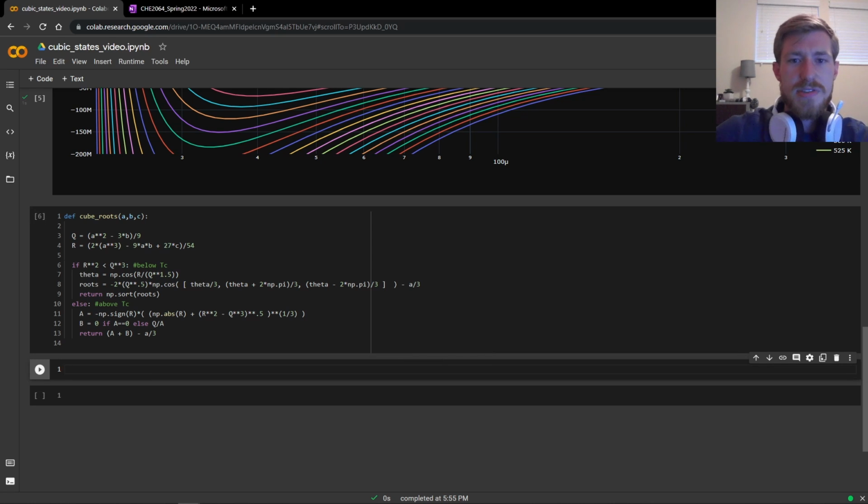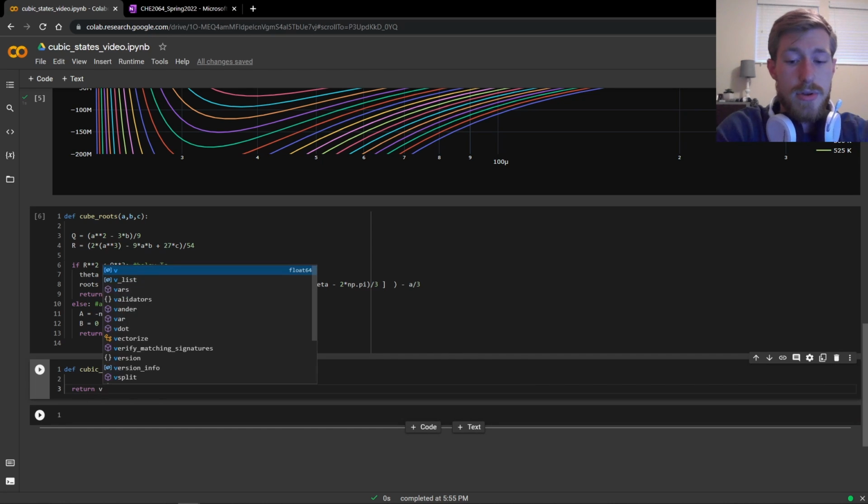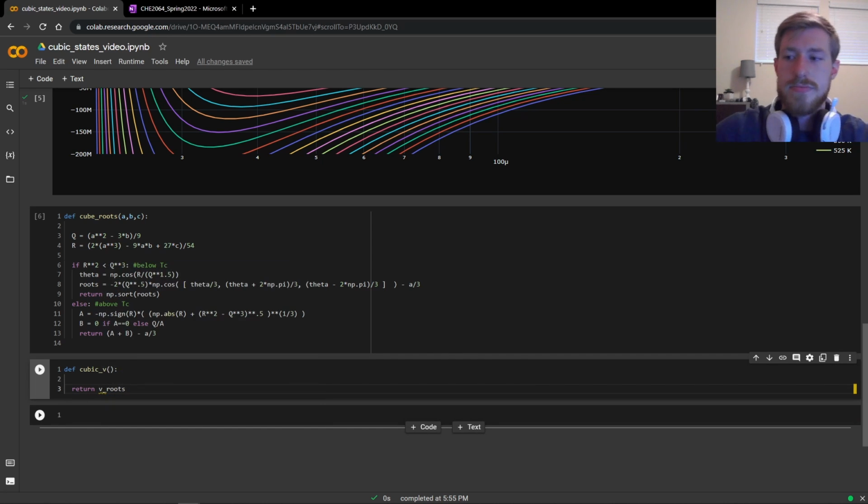So now that we have this formula to calculate the cube roots of any cubic polynomial, what are we going to do with that? Well, obviously, we want to use it for our compressibility factor version of the cubic equation of state written out in polynomial standard form. So we're going to make a new function to do just that. We want to define a new function that we're going to call cubic v that is going to eventually return our v roots.